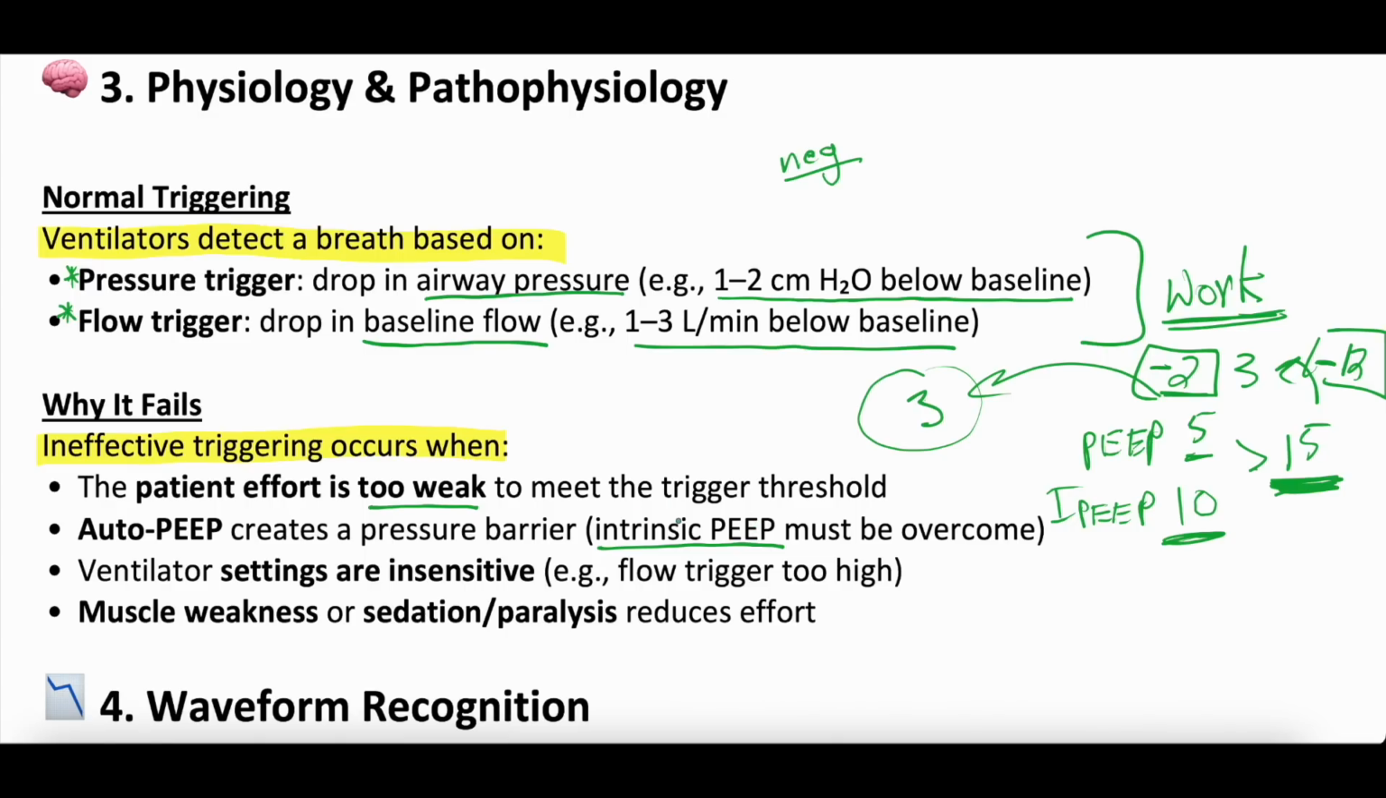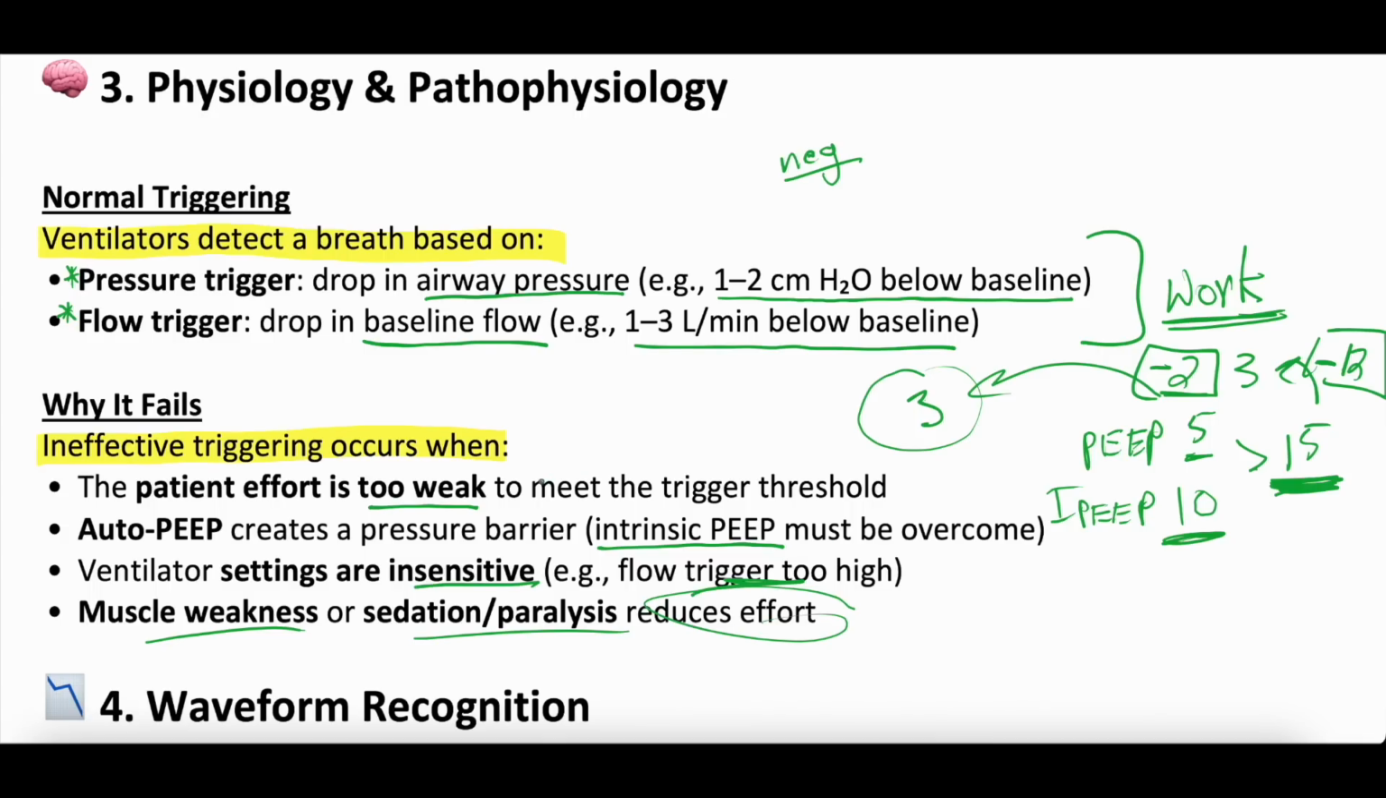So auto-PEEP creating intrinsic PEEP can lead to ineffective triggering. Ventilator settings are too insensitive. You essentially just set your triggers too high. That can lead to ineffective triggering. You need to be a little more liberal, a little easier going on your either flow or pressure trigger. And then muscle weakness or sedation paralysis obviously reduces effort and can lead to ineffective triggering.